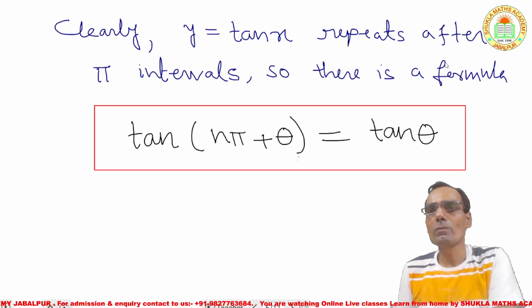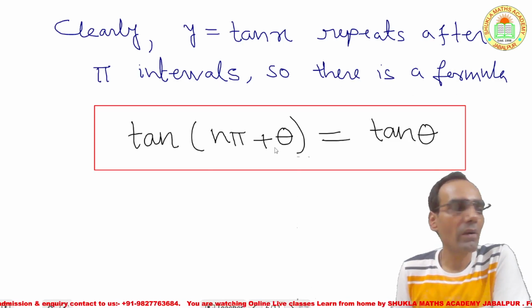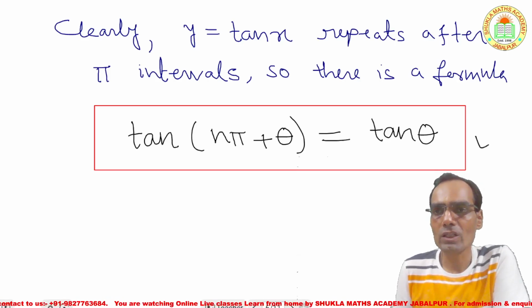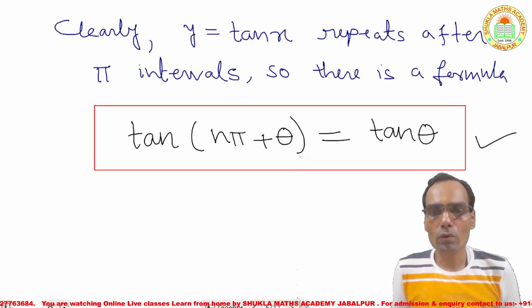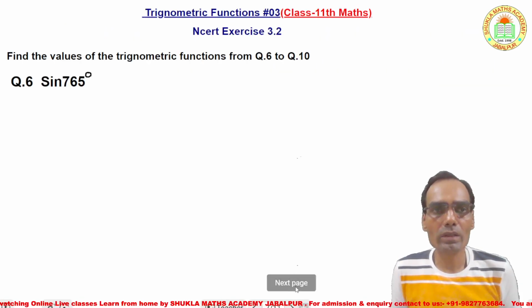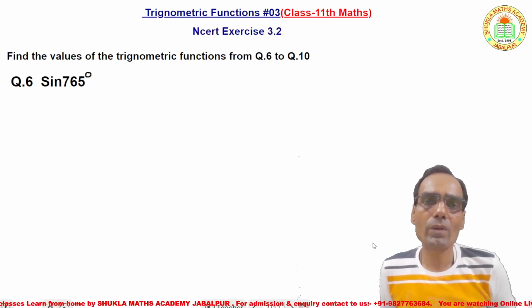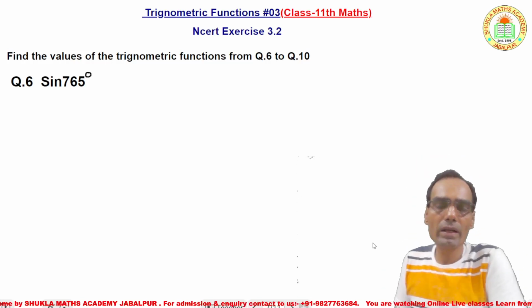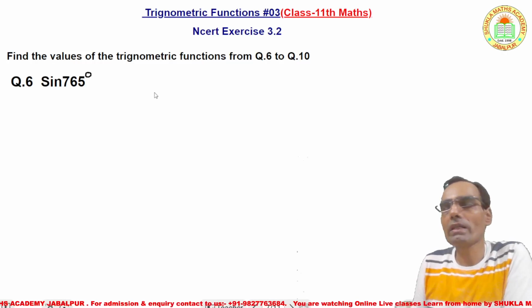Clearly y equal to tan x repeats after pi intervals, so there is a formula: tan(n pi plus theta) equal to tan theta. So dear student, you can remember this formula also, right? And after that we go to our exercise 3.2, some problems based on sine and cos. It is starting from question number 6, because up to question number 5 we solved our problems in the previous live class, right? So in this class we are taking the questions from 6 onwards.